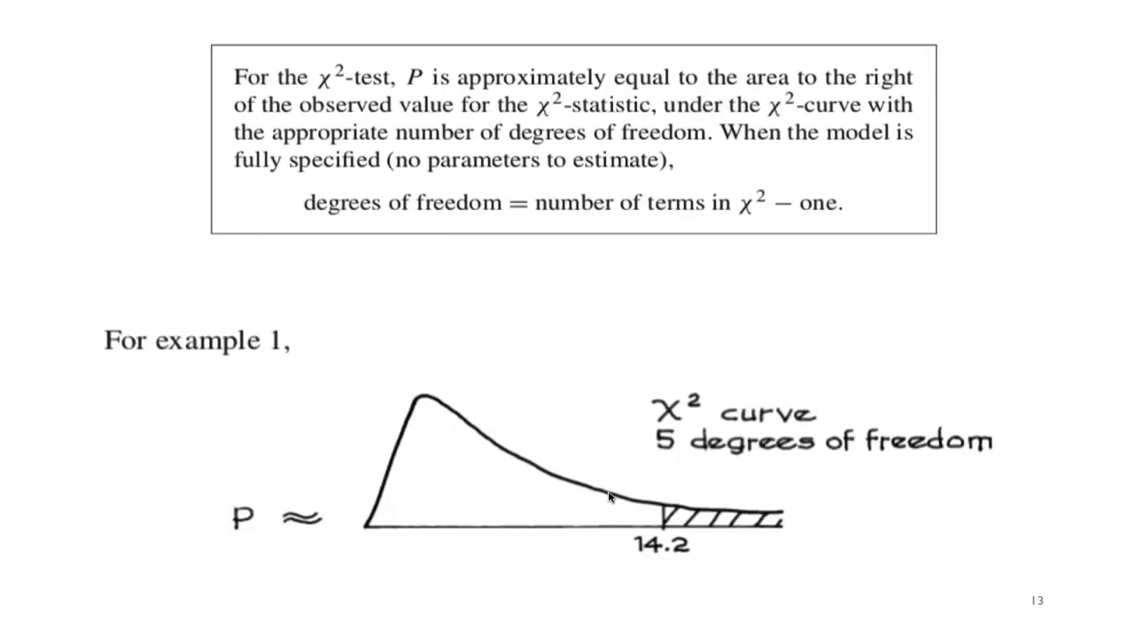Once we know the degrees of freedom is 5, now we can look at the chi-square curve that corresponds to this degree of freedom, and we can find the p-value by finding the area to the right of 14.2, which is the chi-square statistic that we found.